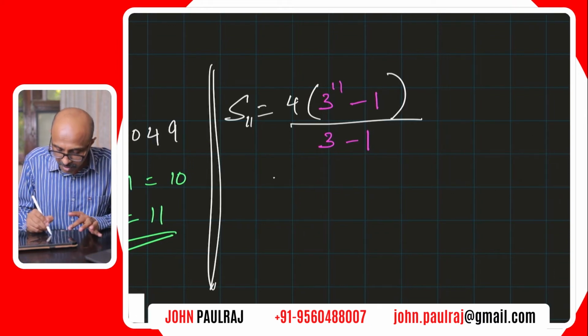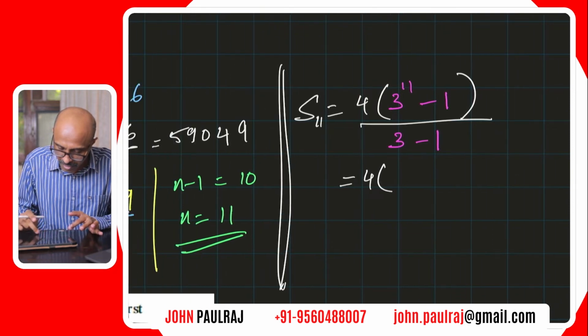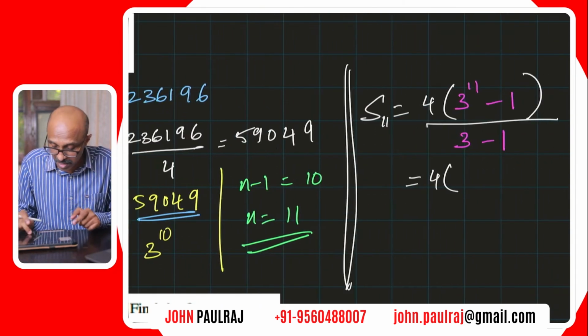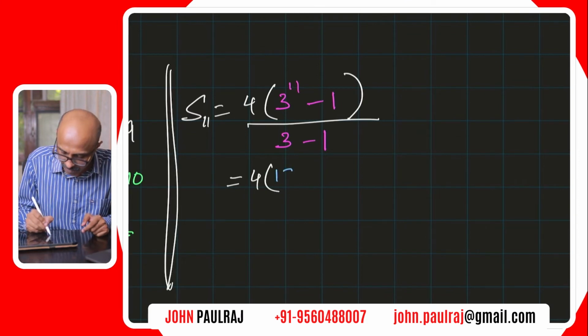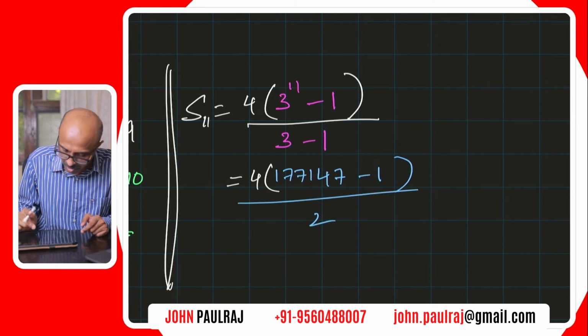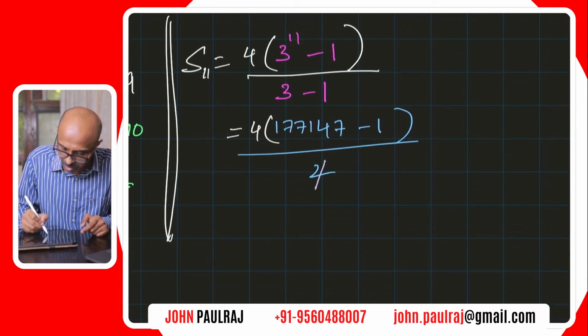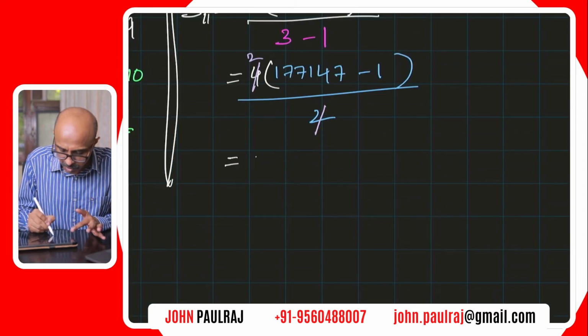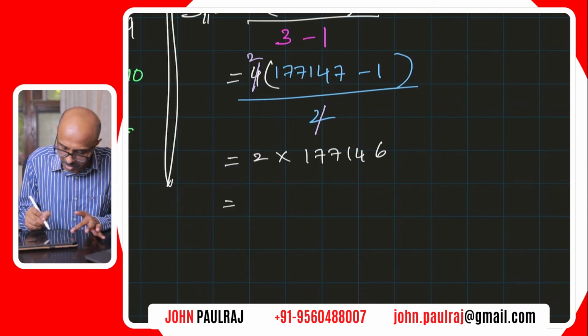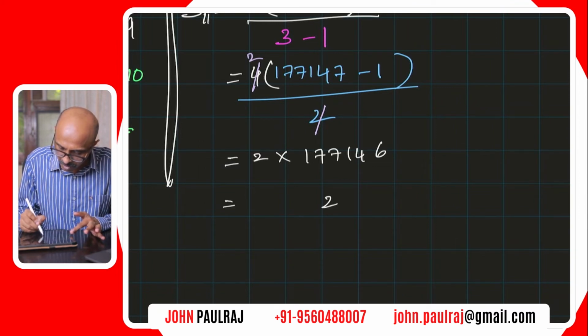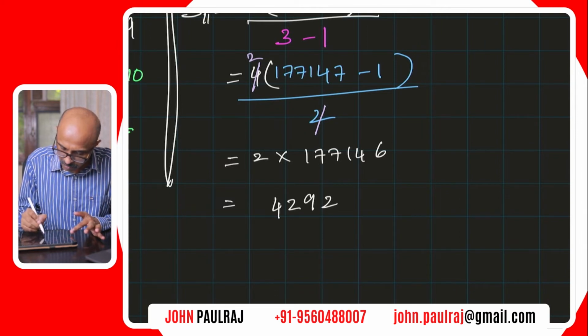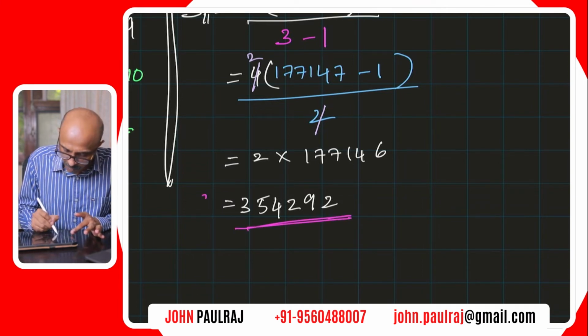And then it's just about simplifying this further to get 4 times 3 to the power of 11, which is just multiplying 59049 by 3. And that should be 177147 minus 1. And that's 2 here. That can be further simplified, you can cancel a 2 and 2. And that should further simplify to just 2 times 177146. And that's just multiplying these two numbers, which should give you 354292 as the sum of the first 11 terms.